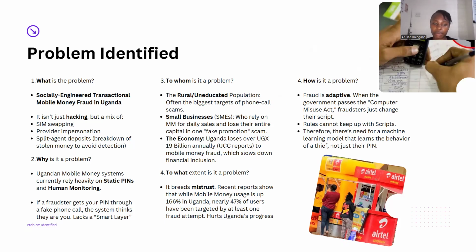To what extent is it a problem? It breeds mistrust. Recent reports show that mobile money usage in Uganda has gone up by over 166%, and nearly 47% of the users have had at least one fraud attempt. How is it a problem? Mobile money fraud is adaptive in that when the government passes a misuse act, fraudsters just change their script, and rules cannot keep up with scripts. Therefore, there is need for a machine learning model that learns the behavior of the thief and not just their PIN.